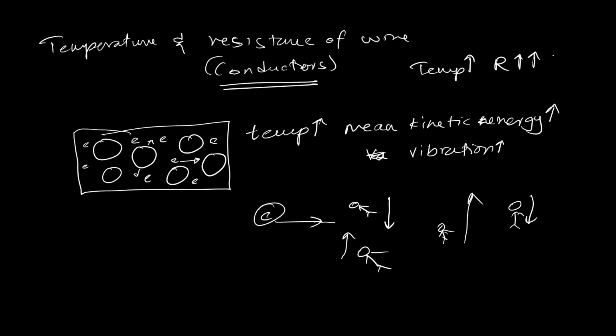resistance is increasing, and current value will reduce. So the final conclusion: when temperature increases, resistance increases. When temperature decreases, resistance decreases. So this is the external factor. Are you clear about it?